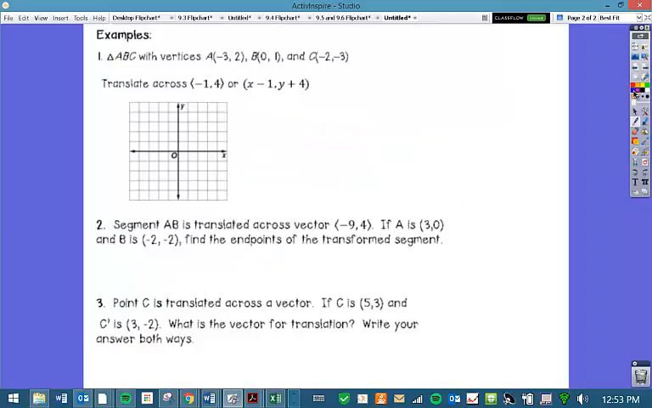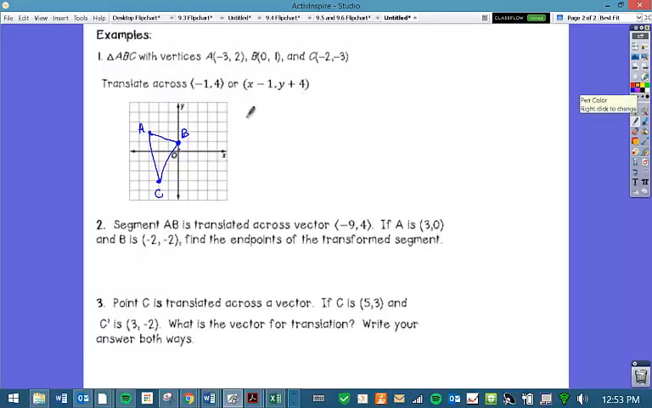Let's work some examples. So I have triangle ABC. A is at (-3, 2). B is at (0, 1). And C is at (-2, -3). Have this triangle. And I'm going to translate this triangle across the vector <-1, 4>. Or it even spells it out for you. This is another way to write it. You can subtract 1 from your x coordinates, add 4 to your y coordinates.